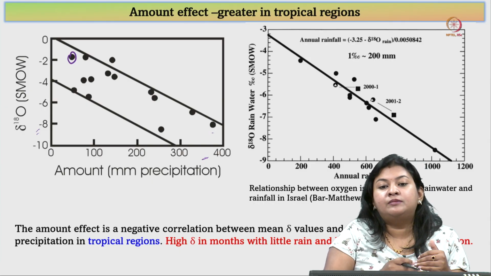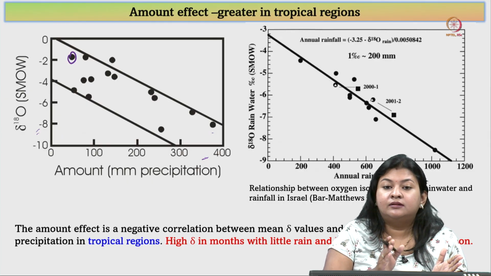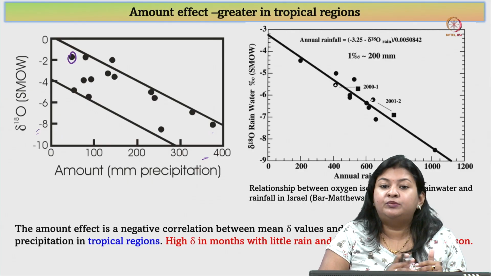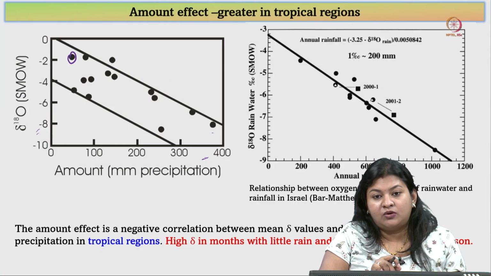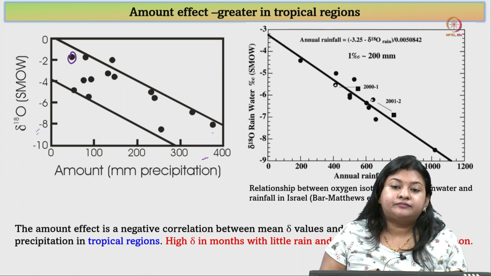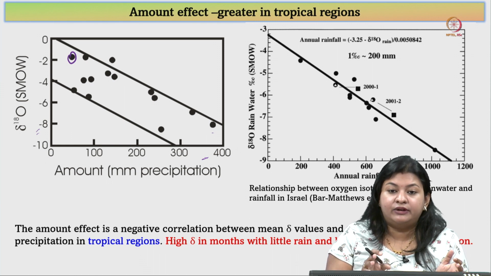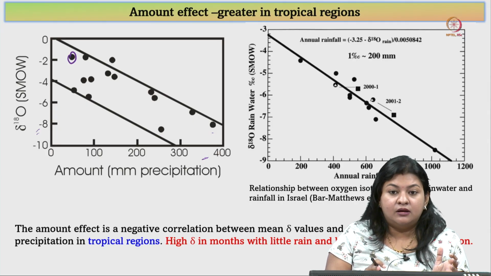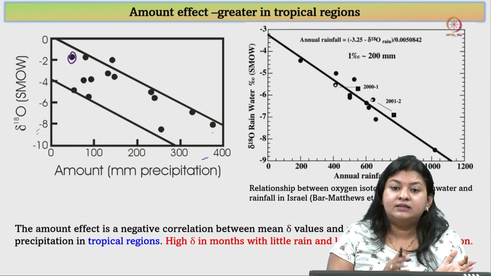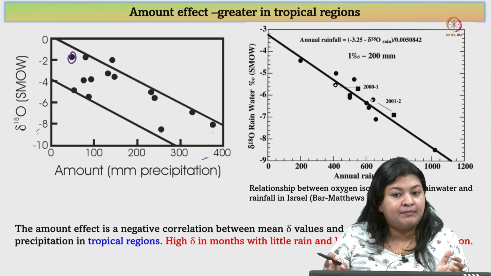So, it is like the rain-out effect, but not with different latitudes or continental distance, but at the same location, only with the amount. So, at a particular location you are having a lot of rainfall. Due to this heavy rainfall, what is happening? Delta 18O is more and more getting removed as there are more rainfall events happening.